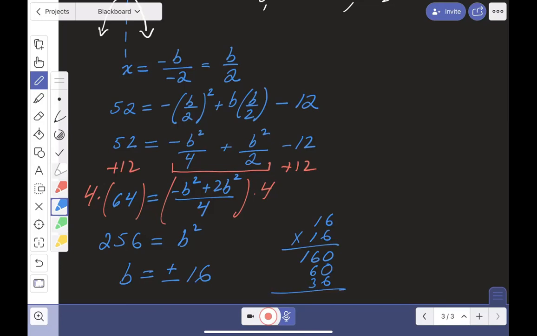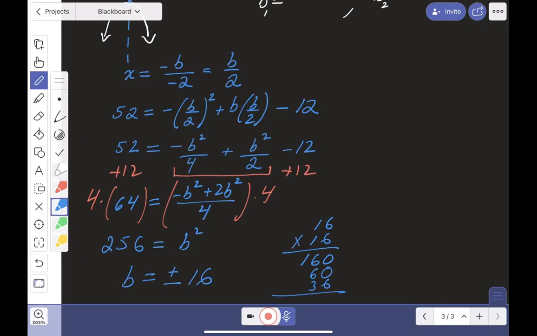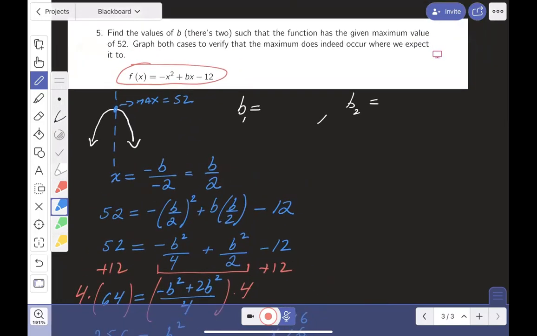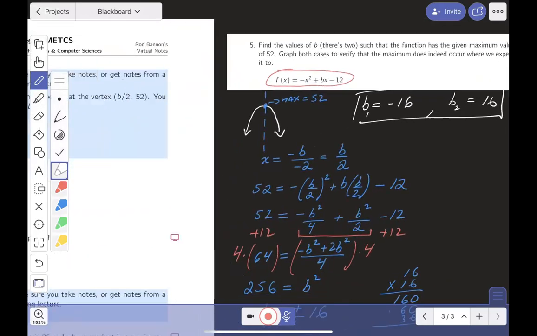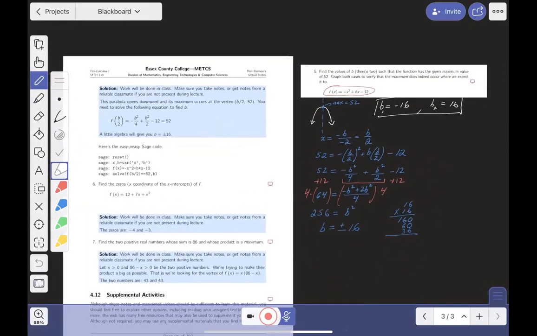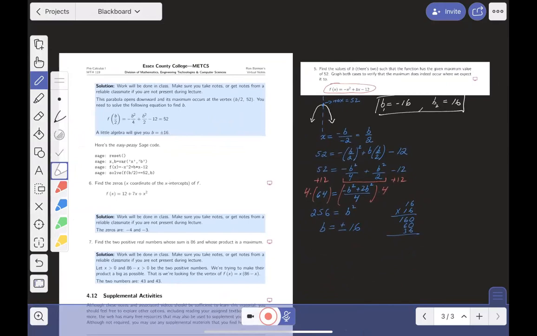So what do I know now? I know what the b's are, and I'll write them down for you. And we'll check it in the answer key later. So I'm going to say minus 16 and 16. All right, let me see if they have the answer for 5. Yeah, they sure do. We got it right. Okay. Let's go to number 6 now.